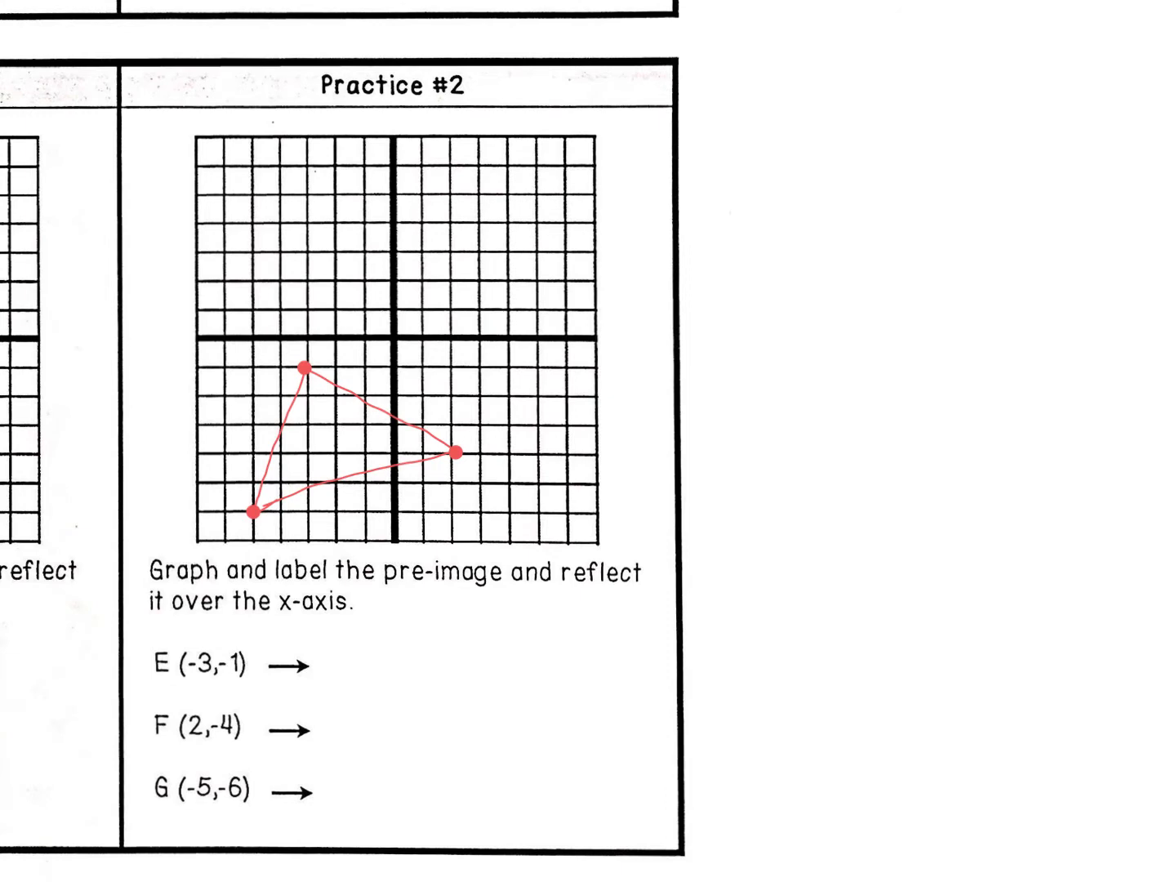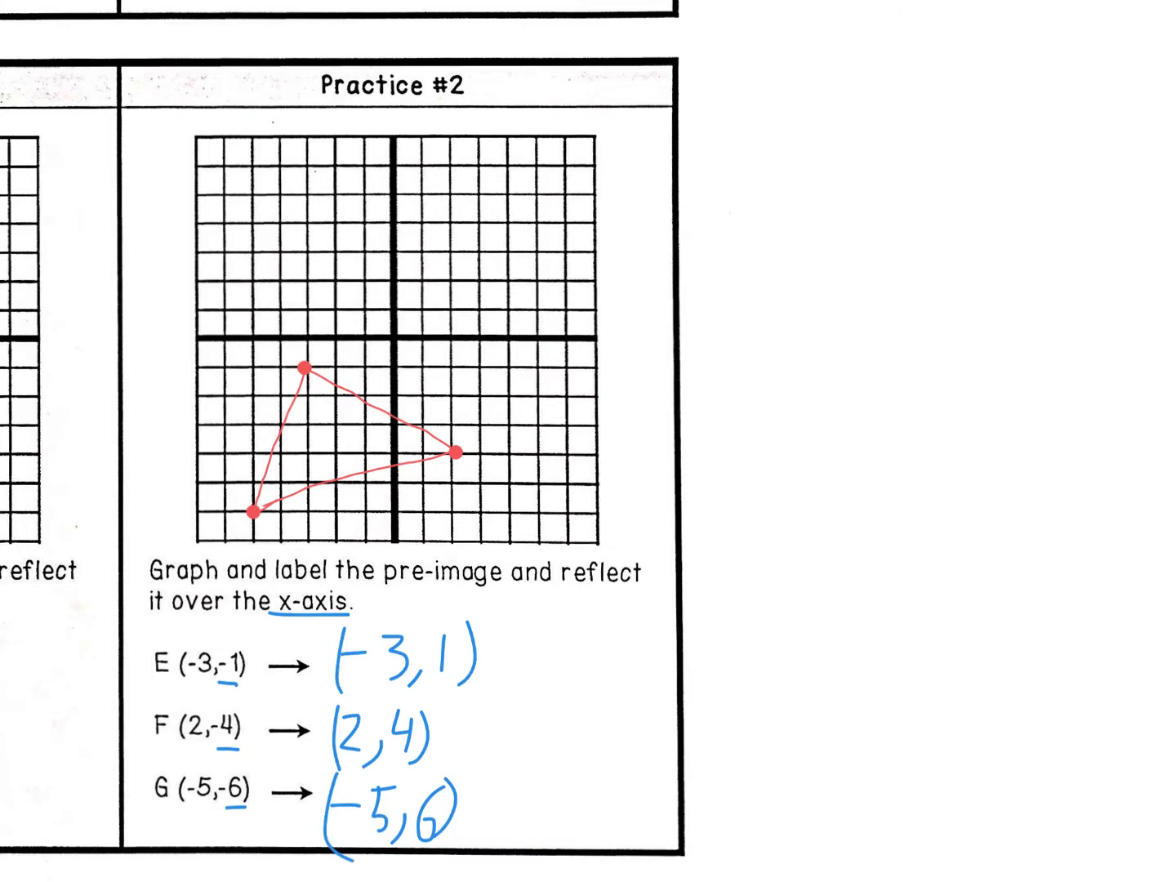Practice number 2. We're working with reflecting over the x-axis, which means we're looking at our y values to manipulate, such that our E point goes from negative 3, comma negative 1 to negative 3, comma 1. The F point goes from 2, negative 4 to 2, comma 4. Our G point goes from negative 5, comma negative 6 to negative 5, comma 6.